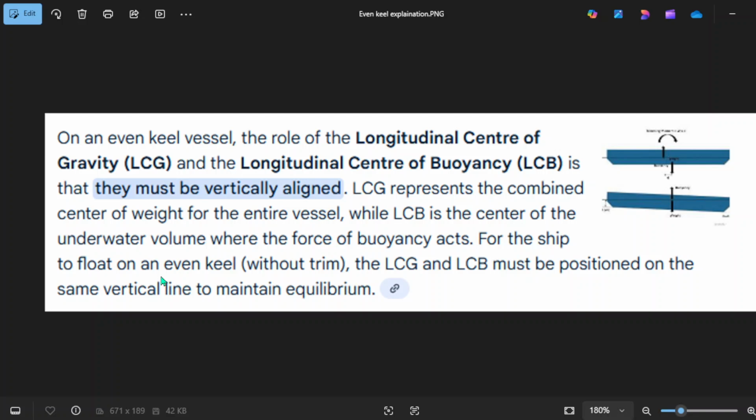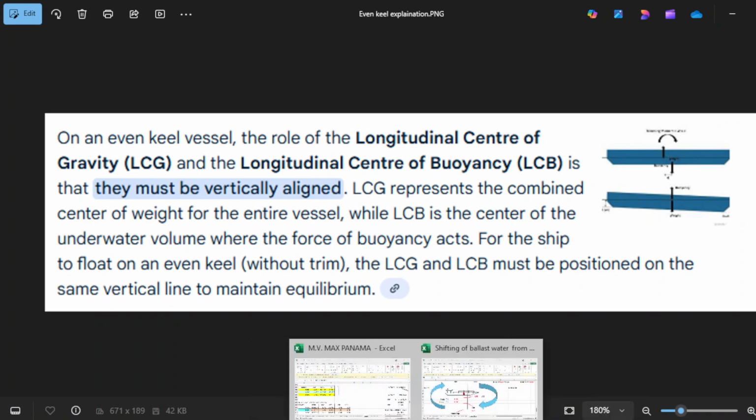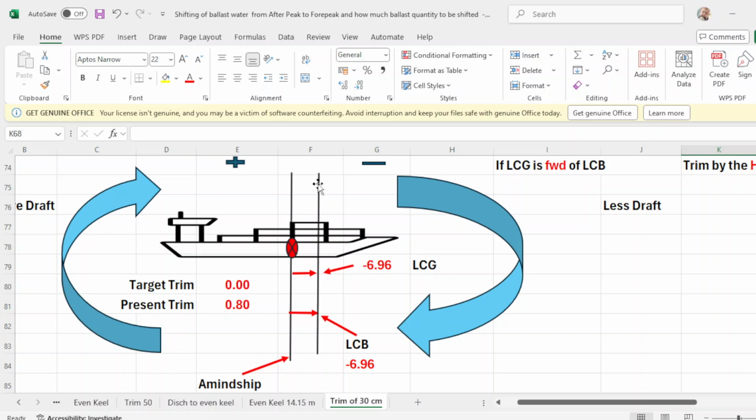For the ship to float on an even keel without trim, the LCG and LCB must be positioned on the same vertical line to maintain equilibrium. This is what is meant by this figure here. They should be in one line, in equilibrium, and there will be no trim. I hope that explains it.